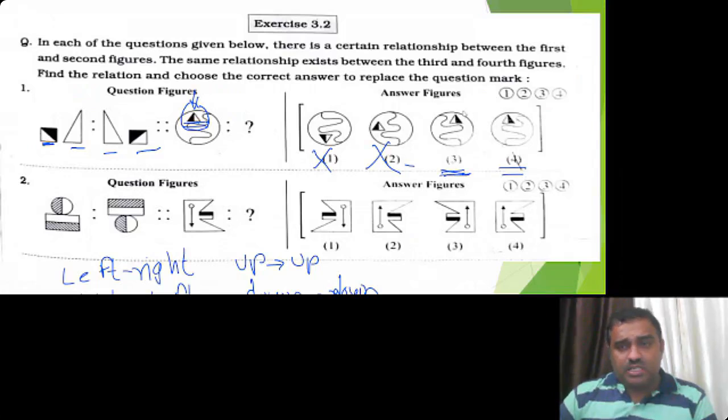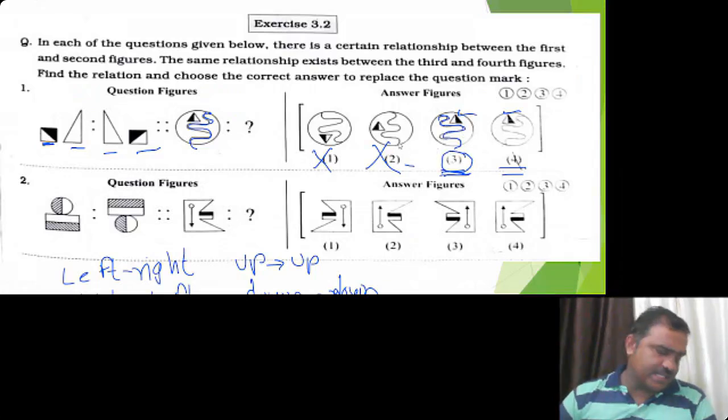But see, triangle is okay with the triangle, no problem. But about this zigzag line, we have to see about this zigzag line. See, zigzag line starts from right side, so it will start from left side in the mirror image. See, it is here, and that's why option number 3 is correct.